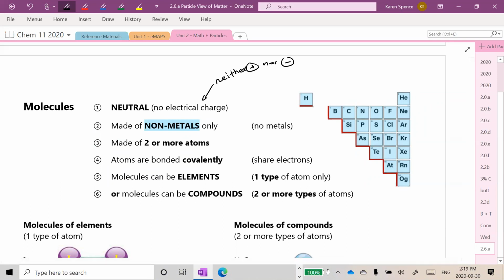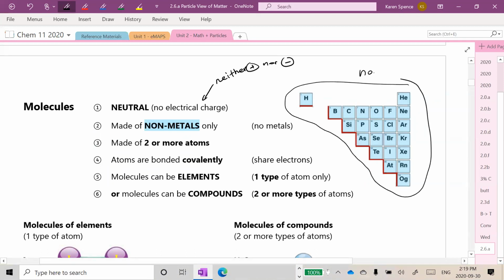Molecules are only made of non-metals. So look over here, these are our non-metals. You're probably familiar with that staircase on the periodic table, okay? And don't forget hydrogen, because it's off on its own, way on the far left of the table. So remember hydrogen. Molecules are always made of two or more atoms, okay? If it was a single atom, it would just be called an atom, all right?